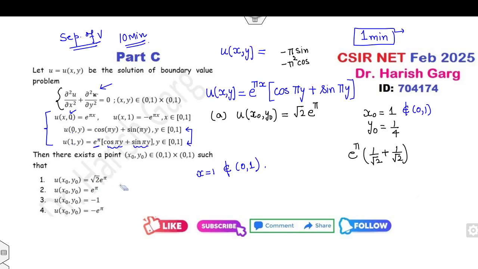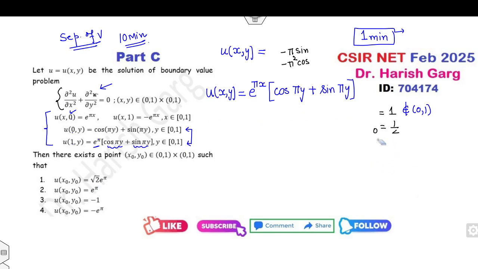Then how can you find the solution again in a very simple manner? Look at that. It's a very simple approach. Always remember, whatever the value of y, what is the minimum value and what is the maximum value of cos pi y plus sine pi y?